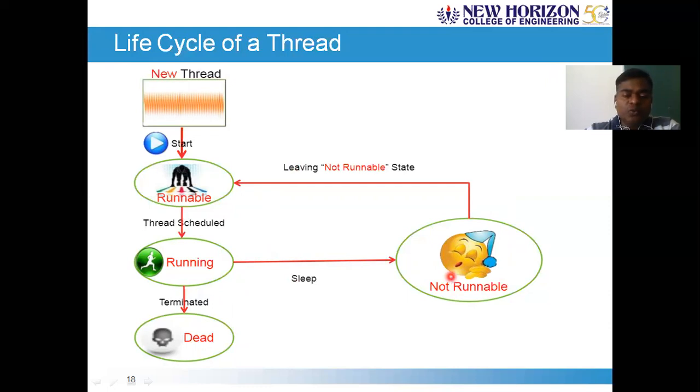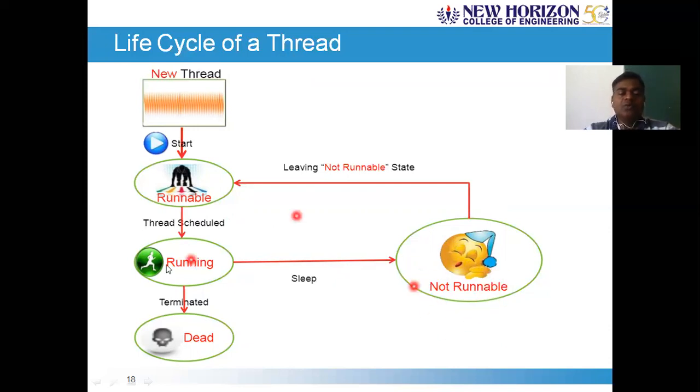And also, when it is in a not runnable state, I mean sleeping mode, you can test whether a particular thread is sleeping or whether it is alive. For that, you can make use of a library function called isAlive. If it is true or false, it will report accordingly. And in order to bring the sleeping thread again to the runnable state, you can use the notify method.